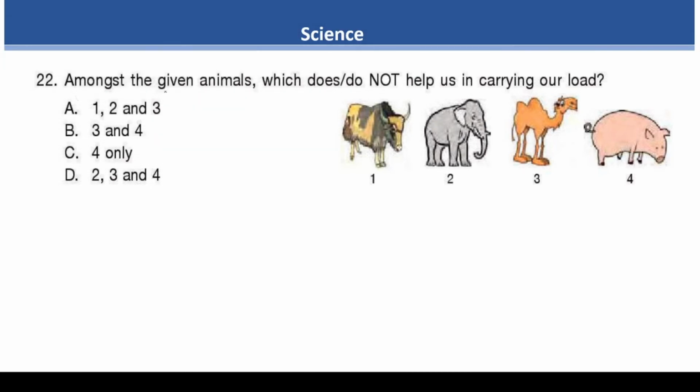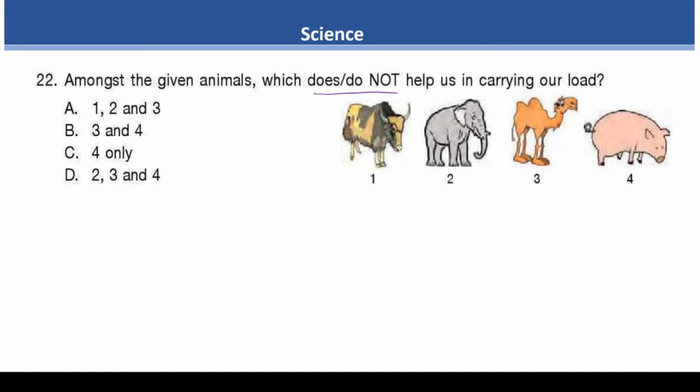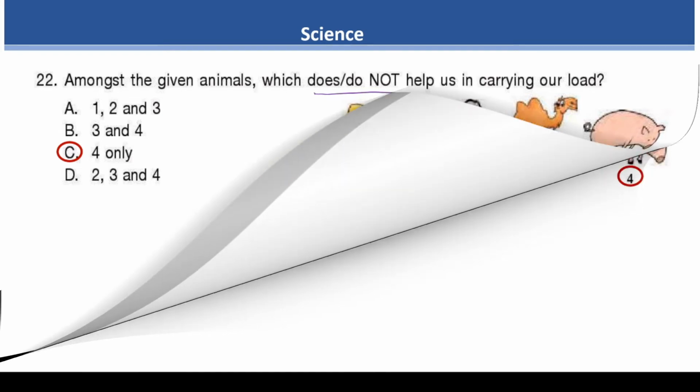Next question. Amongst the given animals, which does not help us in carrying our load? Given are the options here. Well, is it bull, elephant, camel or pig? Well, bull helps to pull the bullock cart, elephant also carries load and so does camel. It is the pig which does not carry any load, hence option C is the right answer.